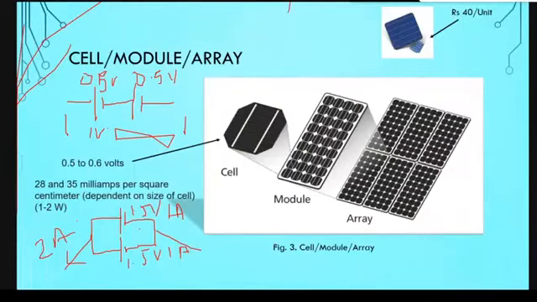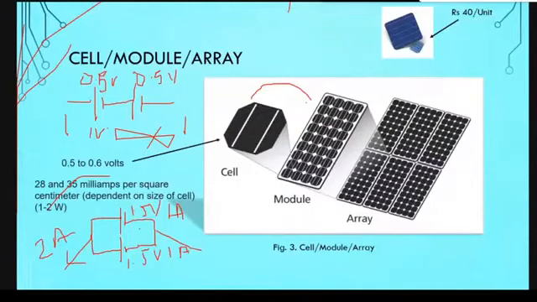So according to the demand, what voltage is required by the load? What is the minimum current which is required by the load for proper operation? You may connect the cells in series or in parallel, and then a module will be created. And if you connect modules in parallel, then an array will be created.